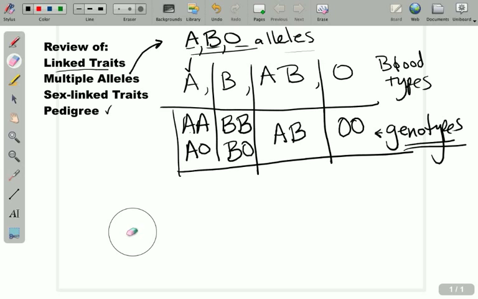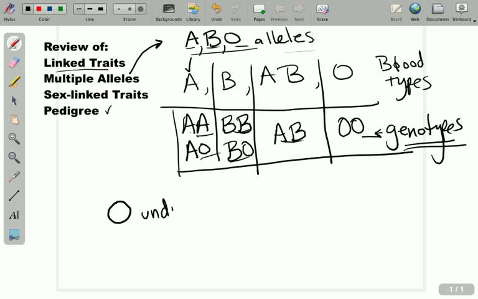In class we asked, what cross would give you three different blood types, or children that only have one type of blood type? So be ready for that. Be able to do these crosses. The genotypes you use are these guys here. You use any of these genotypes. So there's 1, 2, 3, 4, 5, 6 genotypes. We then talked a little bit about blood. And just know that O is the universal donor.